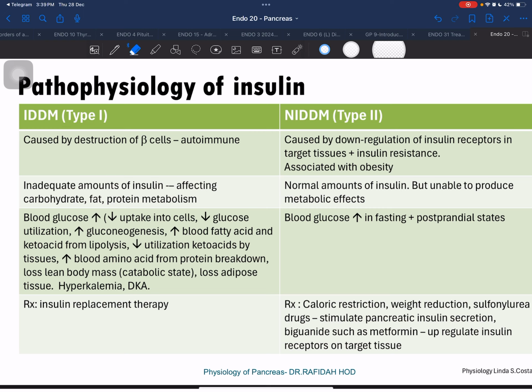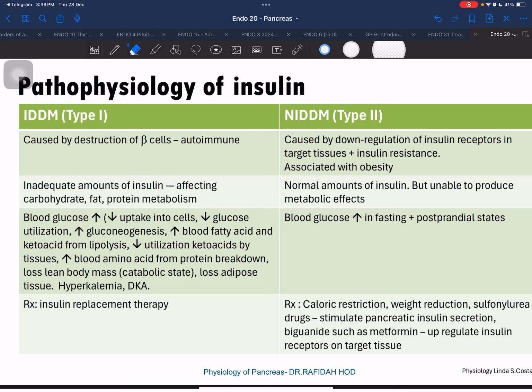Normally if there is high blood glucose, you will have insulin so that it can promote uptake into the cells. But now there is none, so that's why you end up with high blood glucose, high blood fatty acid, and then you cannot utilize the keto acids too, and you have high blood amino acid as well. So all the actions of insulin cannot take place, and you can also have hyperkalemia and diabetic ketoacidosis. So the treatment, because the reason is there is no insulin, is insulin replacement therapy.